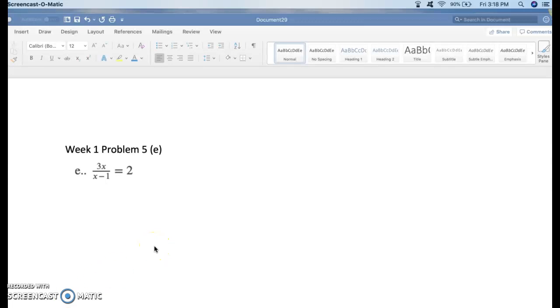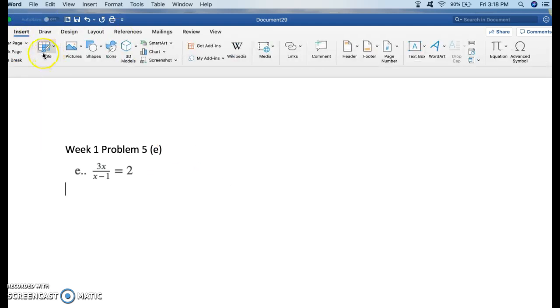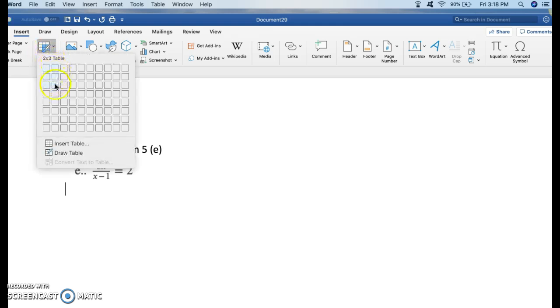Okay, I'm going to use this problem for a couple of different things. First, I'll definitely show you how to work the problem, but I also want you to see how this is worked with putting fractions and help with the formation of some of the math. First thing I'm going to do is insert a table.